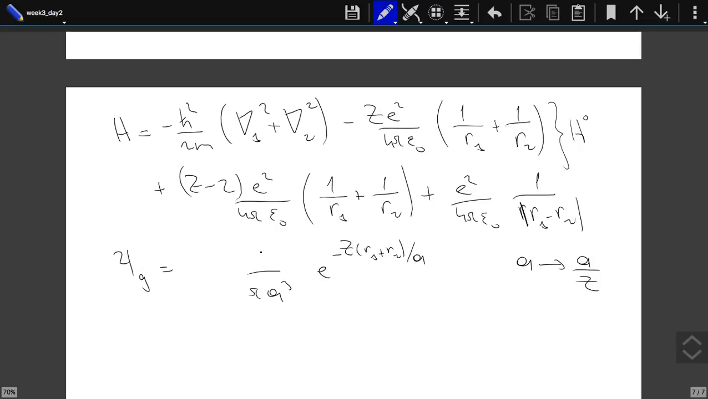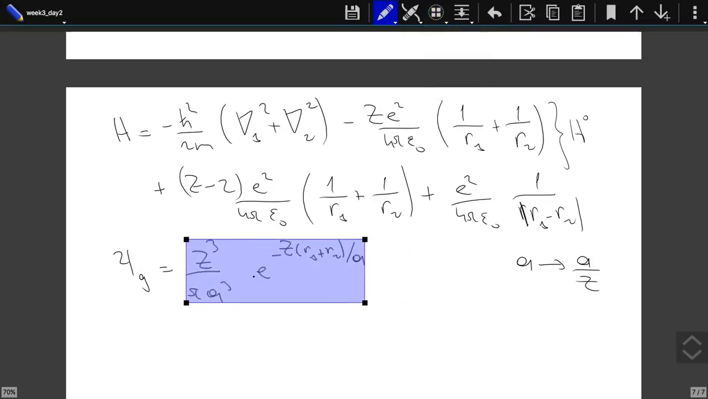Furthermore, here 8 is just 2 cubed. Now we will be having Z cubed. This is our ground state wave function. This is our trial wave function. We have to proceed and just calculate. Now H0 acting on this one just gives me twice Z squared E1, because each electron will have the energy Z squared E1. I have 2 of them.